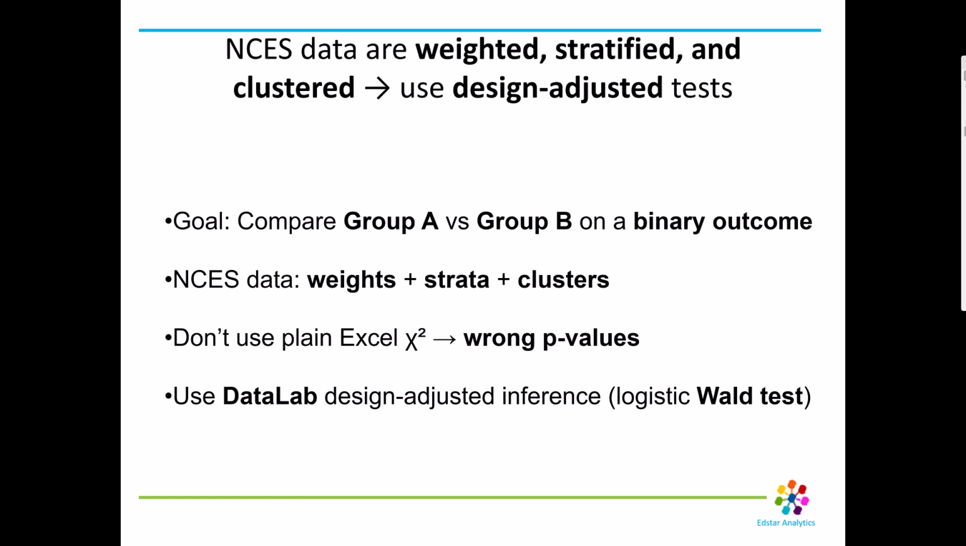I'm going to show you how you can compare Group A versus Group B on a binary outcome in DataLab using PowerStats. Because these data are weighted and the sample was done by strata and cluster, you can't just use a plain chi-square that you could do by hand or in Excel, because it wouldn't be valid because of the weights. So I'm going to show you how you can use DataLab's design-adjusted inference and do a Wald test, which is equivalent to doing a chi-square, and that respects the survey design.